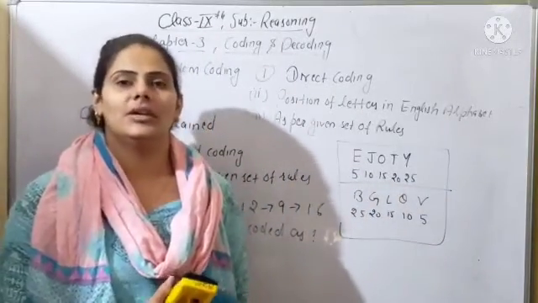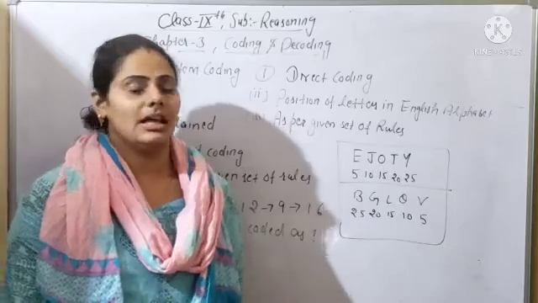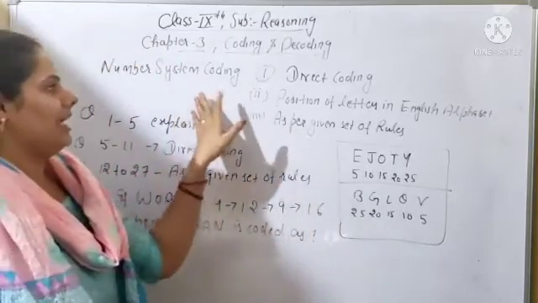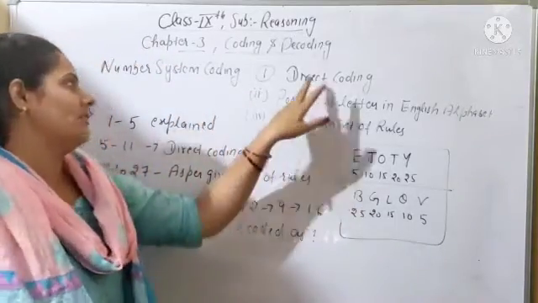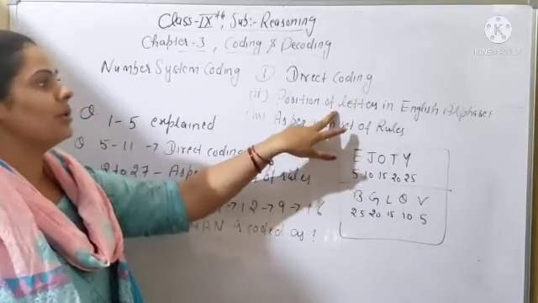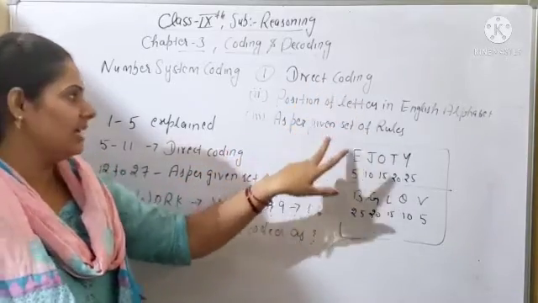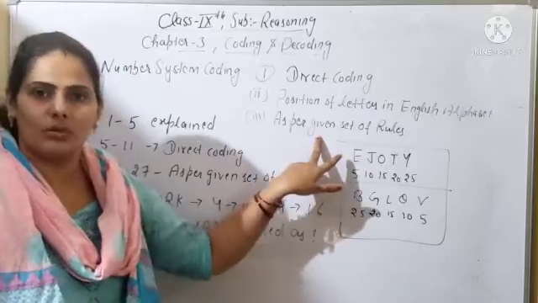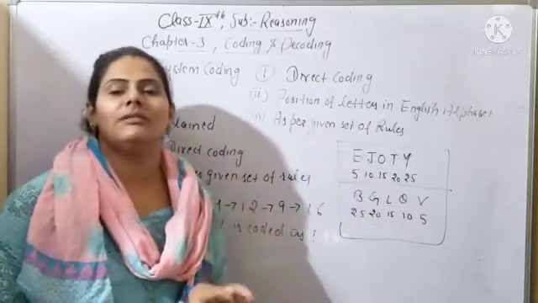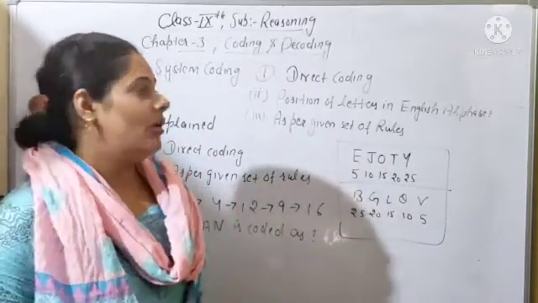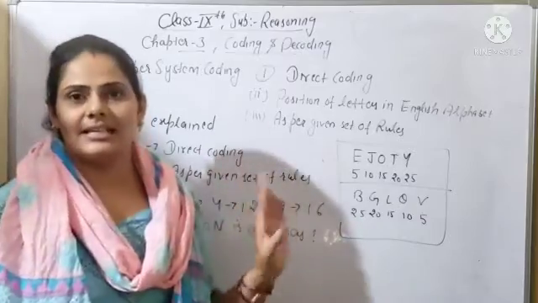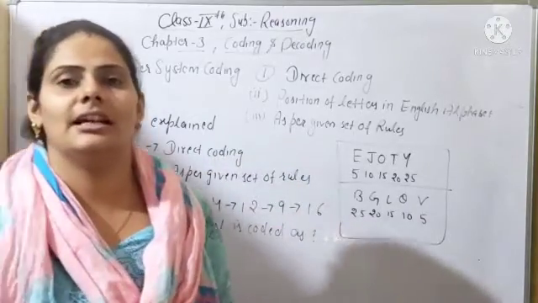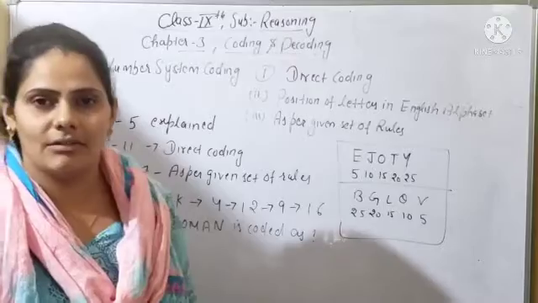In the coding and decoding topic, we were doing the number system coding, and I have told you three types of coding. First one is direct coding, second one is position of letters in the English alphabet, and third is coding as per given set of rules. I have told you all three types with examples. Now we will start our exercise. We have already started it, and the first 5 questions I have already explained.